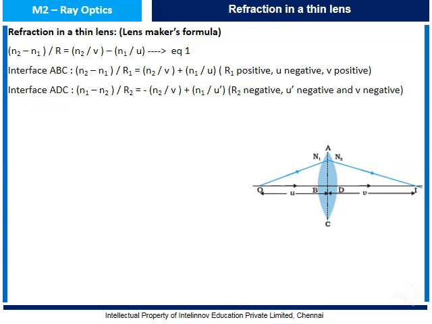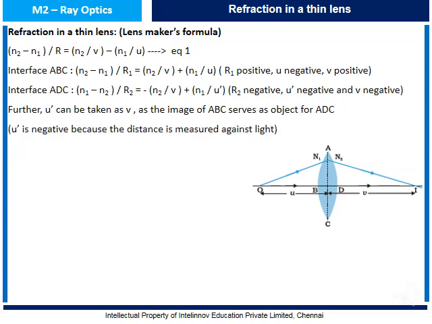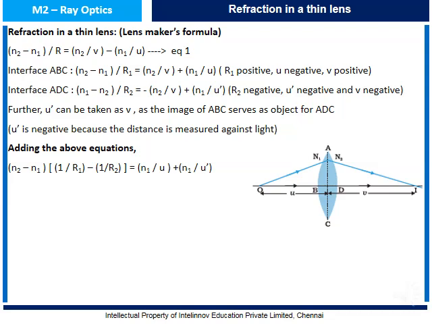Further, u dash can be taken as v because the image of ABC serves as the object for ADC. Also, u dash is negative because its distance is measured against the light. That is what we have discussed already. If you think of ADC as a concave mirror, you will understand that u dash is negative. Adding these two equations, that is the equations of interface ABC and interface ADC, we get (n2 minus n1) into (1 by R1 minus 1 by R2) equals n1 by u plus n1 by v.